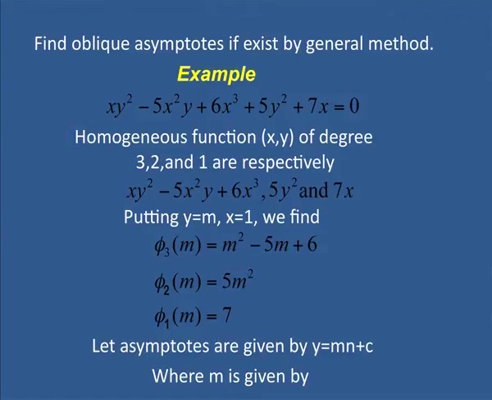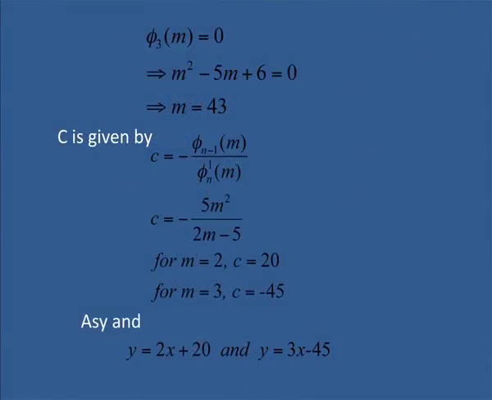Putting y is equal to m, x is equal to 1 in various degree terms, we find phi 3 m is equal to m cube minus 5 m square plus 6 m, phi 2 m is equal to 5 m square, and phi 1 m is equal to 7. Let asymptotes be given by y is equal to mx plus c, where m is given by phi 3 m is equal to 0, that is m cube minus 5 m square plus 6 m is equal to 0. This implies m is equal to 0, 2 and 3.